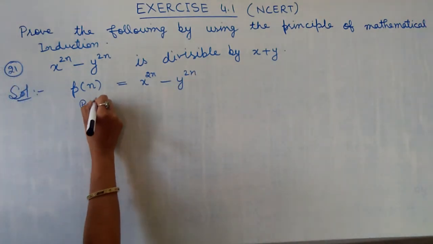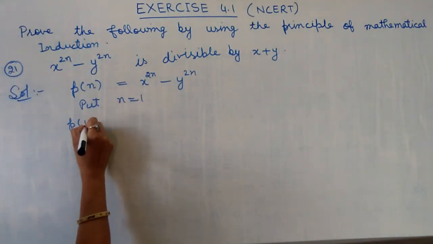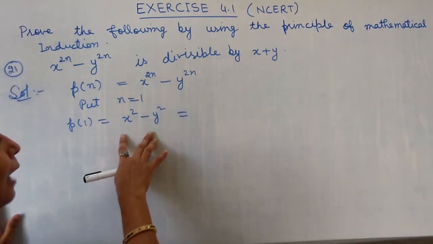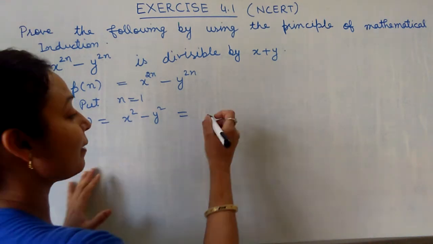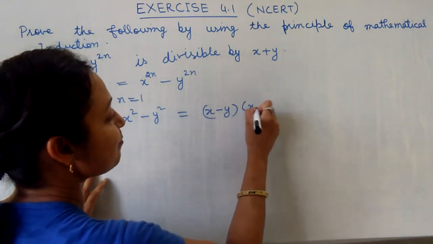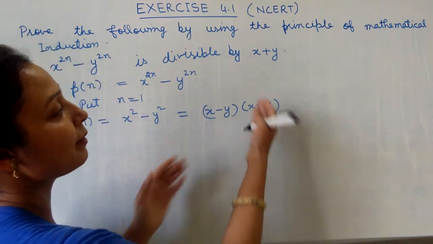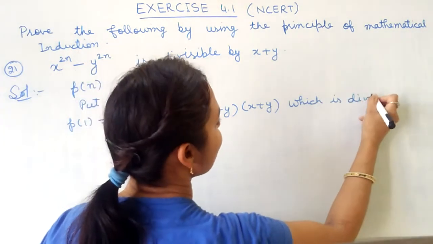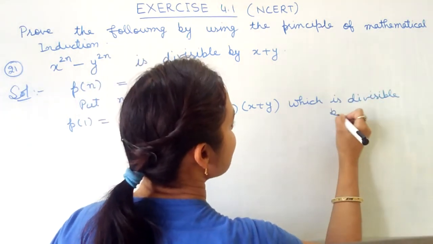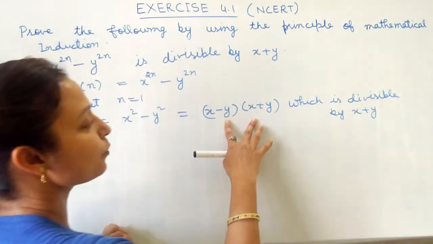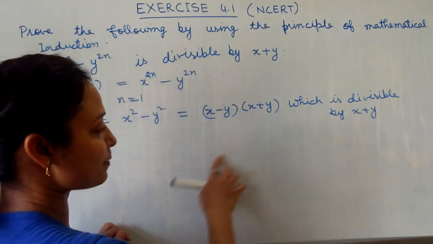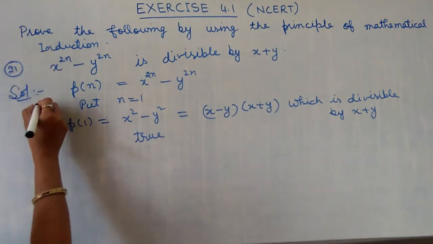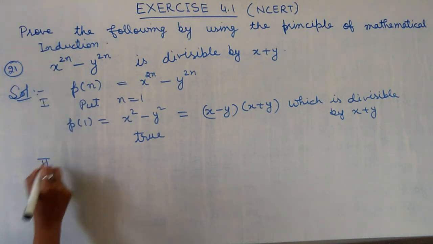Put n equals 1. When you put n equals 1, P1 equals x raised to power 2 minus y raised to power 2. I will apply the identity, a square minus b square equals a minus b times a plus b. Now this is divisible by x plus y, because there are two factors, and when we divide, x plus y and x plus y will cancel. So true. The first step is true. Now come to the second.